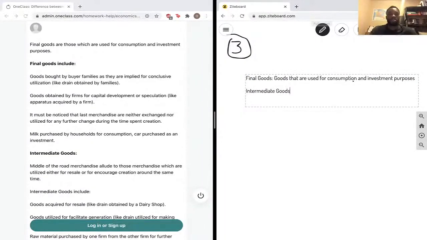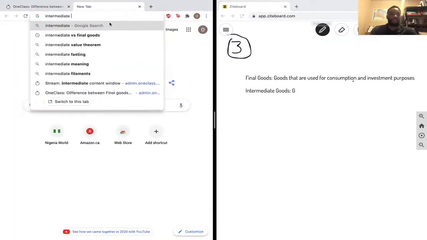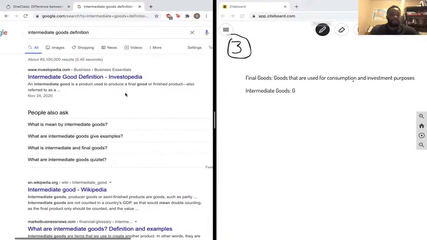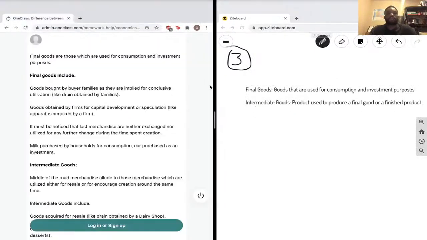So intermediate goods are basically the opposite of final goods. Or let's just find the definition of intermediate goods right here. So from this, we know an intermediate good is a product used to produce a final good or a finished product. That's just a simple definition.